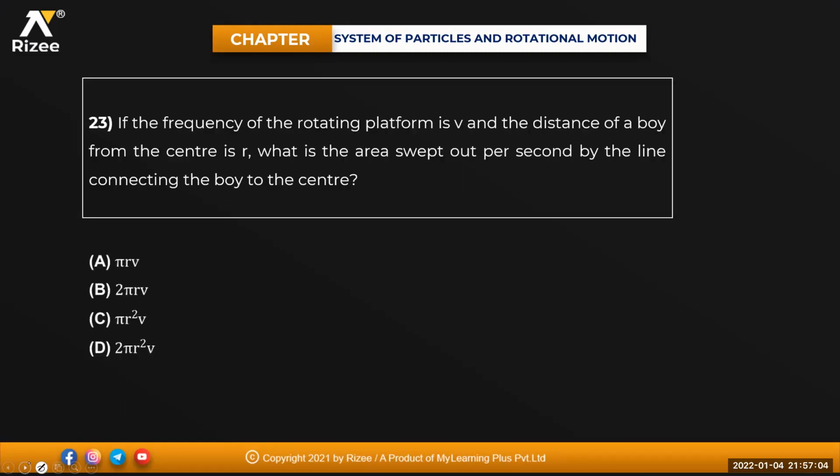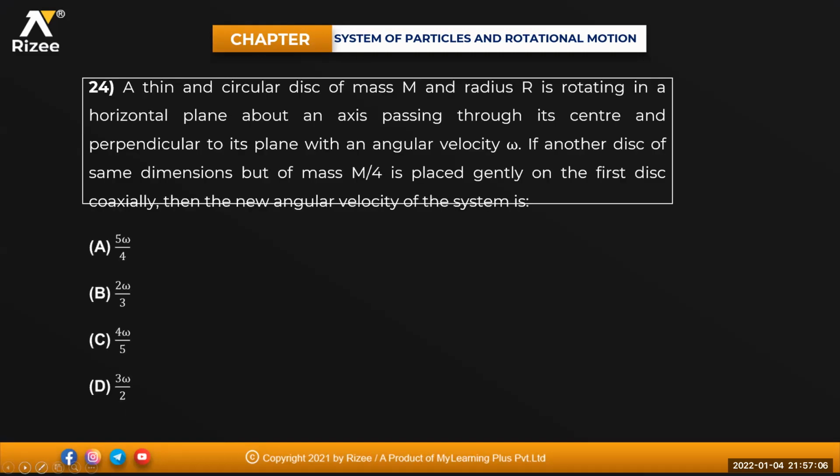Sure. Next question. A thin circular disk of mass capital M and radius capital R is rotating in a horizontal plane about an axis passing through its center and perpendicular to its plane with an angular velocity omega. If another disk of same dimensions but of mass M by 4 is placed gently on the first disk coaxially, that means one on the other, then the new angular velocity of the system will be equal to how much? Good question, better. Can anyone try this one again?